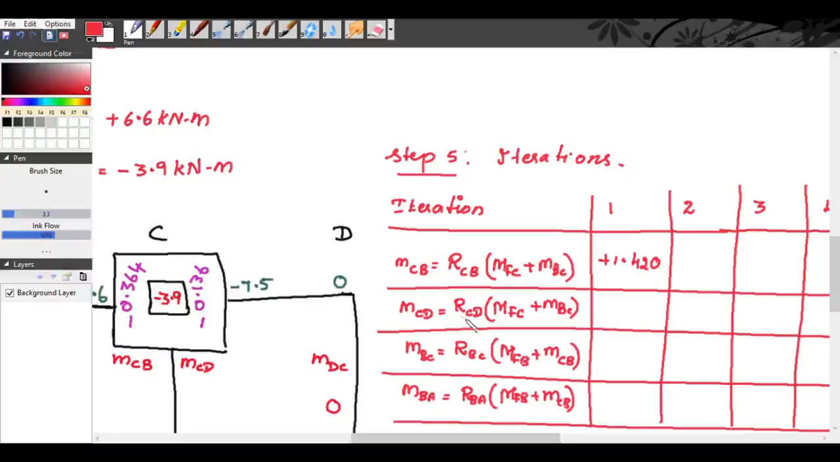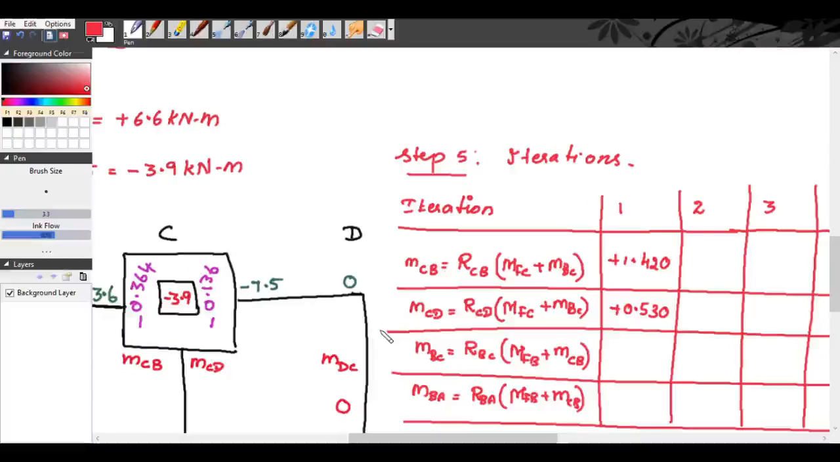MCD is equal to RCD multiplied by MFC plus MBC. RCD is minus 0.136, MFC is minus 3.9, and for the first iteration we will assume MBC is 0. So we will get the value as plus 0.530.